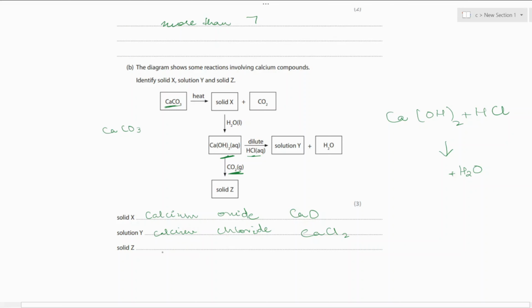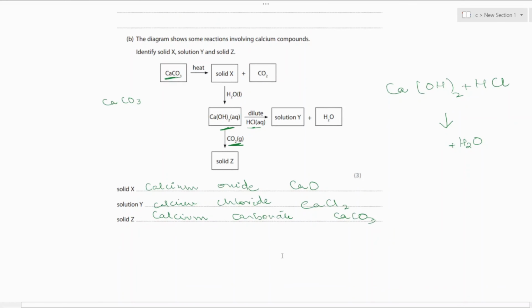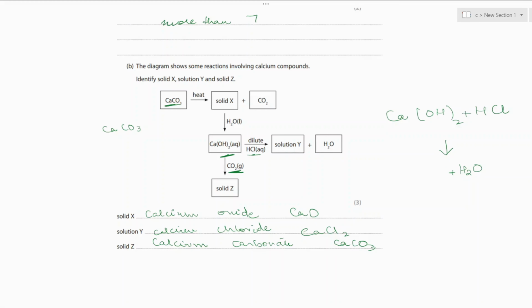Excellent. Calcium carbonate. What would be the formula of calcium carbonate? Yes, it's written in the start. Good. Okay, so you get this type of question. Okay, let's move to another question.